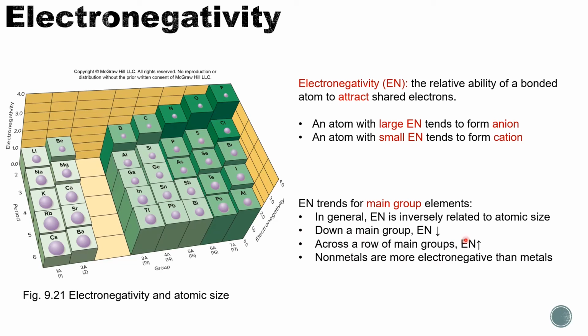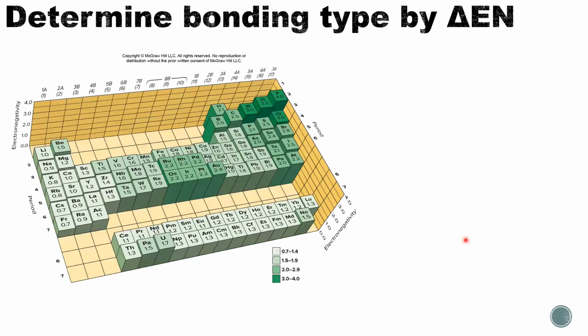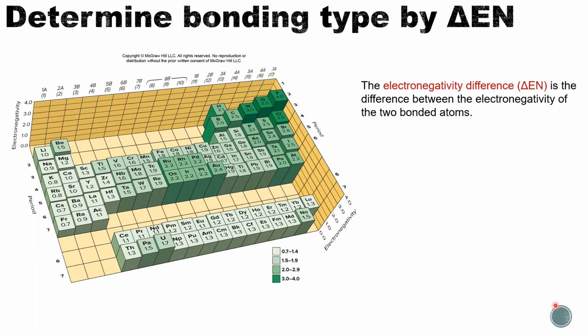And then after we know the value of electronegativity of each atom, how are we going to determine the bonding type based on electronegativity? That is related to the difference of electronegativity between two atoms. In this table, we give all the values of electronegativity of all atoms in the periodic table. The electronegativity difference, delta EN, is the difference between the electronegativity of the two bonded atoms.